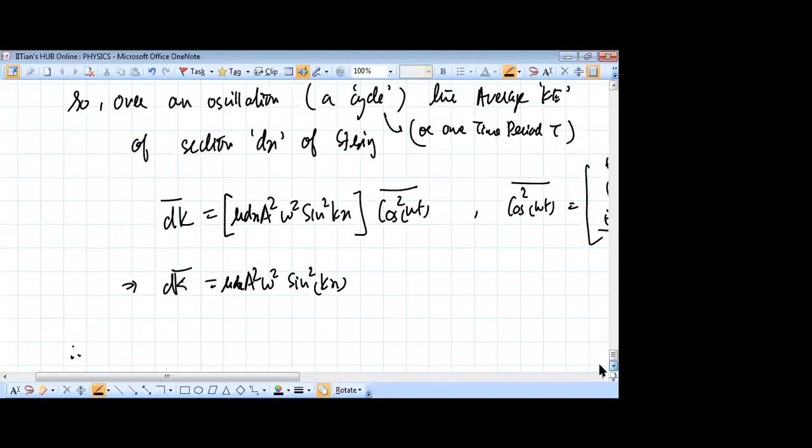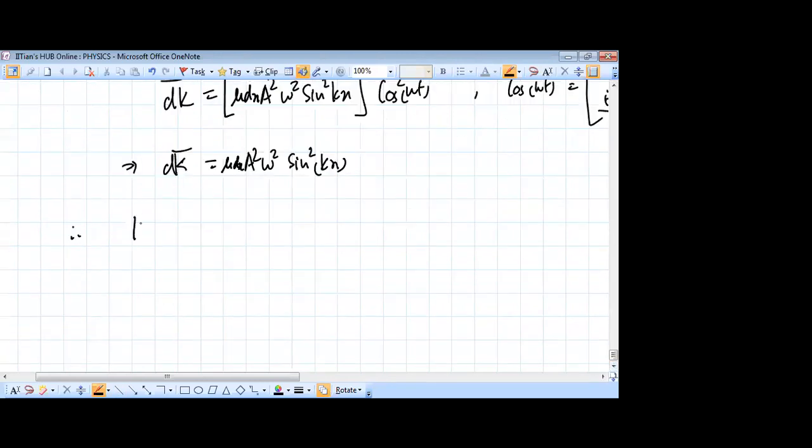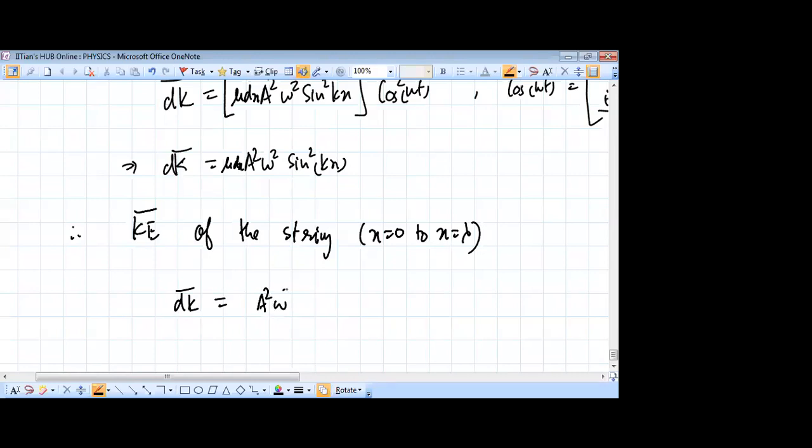So therefore the average kinetic energy of the string itself, which is from x equal to 0 to x equal to lambda, because we are considering the string of length lambda here, that average kinetic energy will become a square omega square sine square kx dx integrated from x equal to 0 to x equal to lambda.